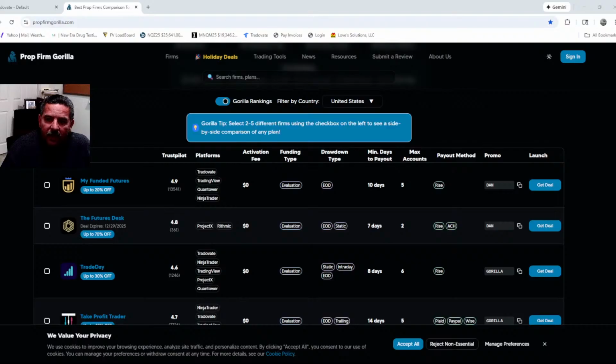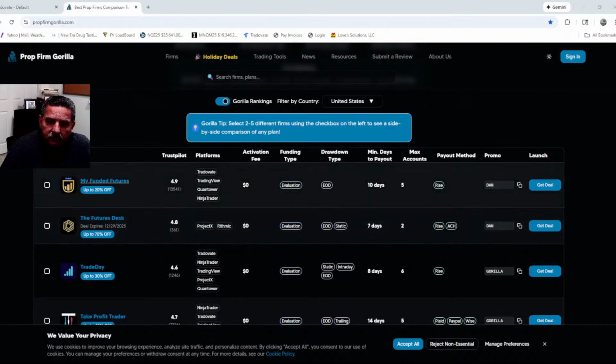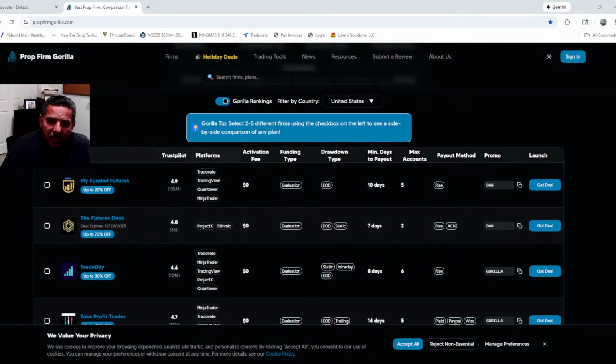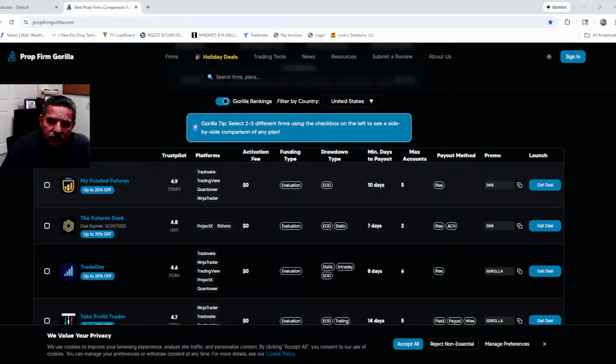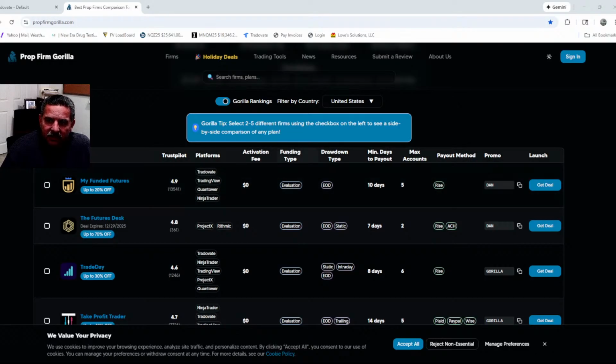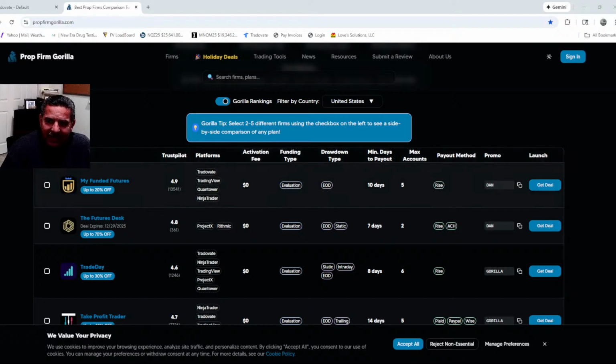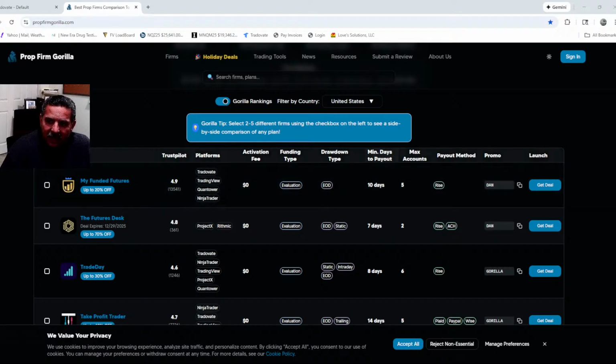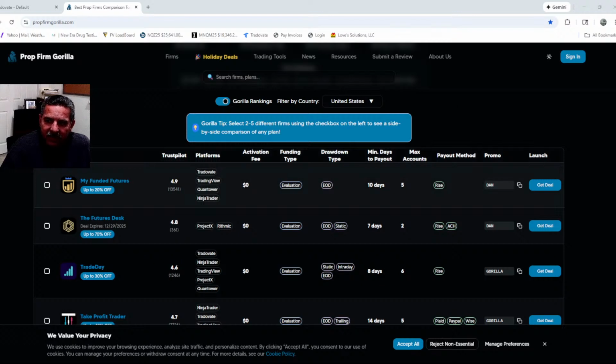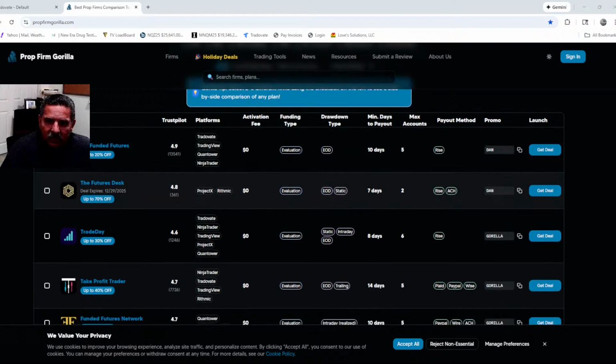This is the platform that my funded futures trades on, which is the prop firm I have: TraderVate, TradingView, Quant Tower, and Ninja Trade. There's no activation fees. There is an evaluation. It's in a day. Minimum days to a payout is 10 days, and they pay you with Rice. Rice is like a PayPal app, right?